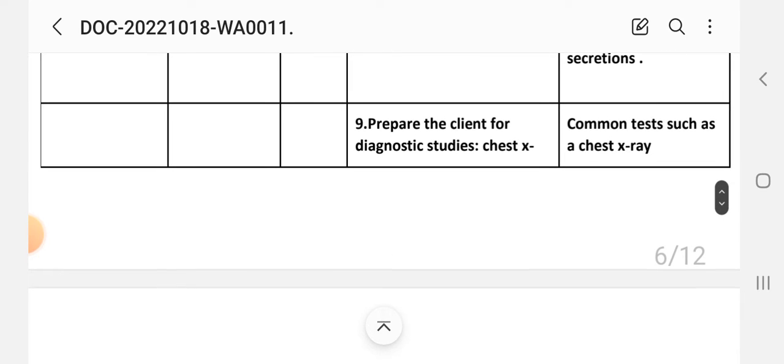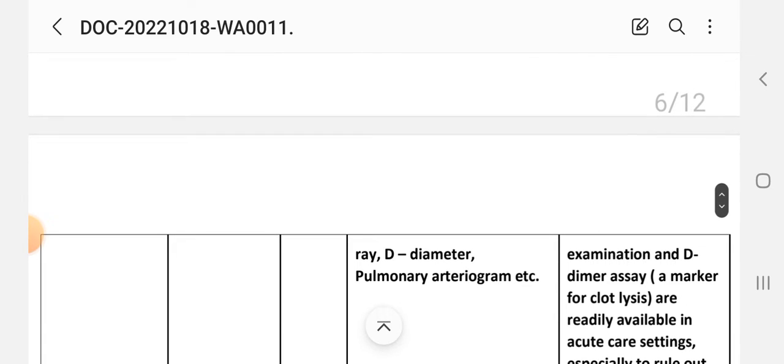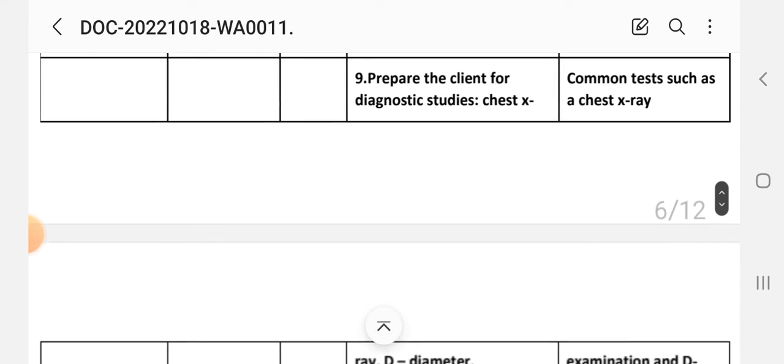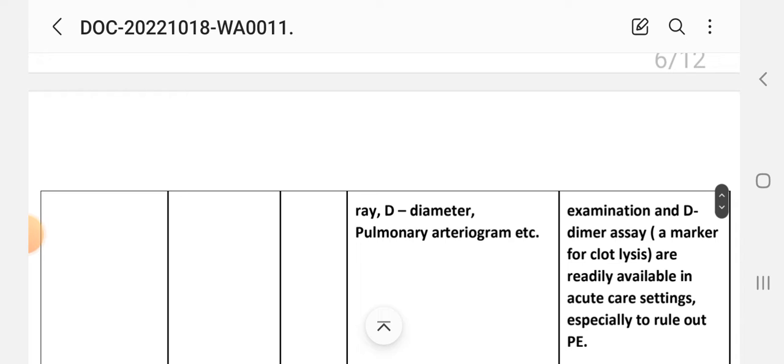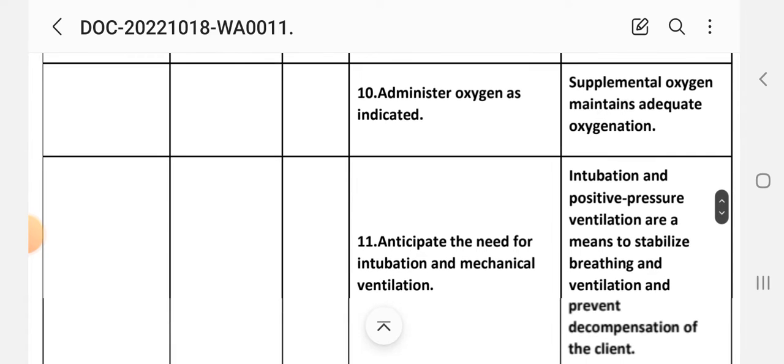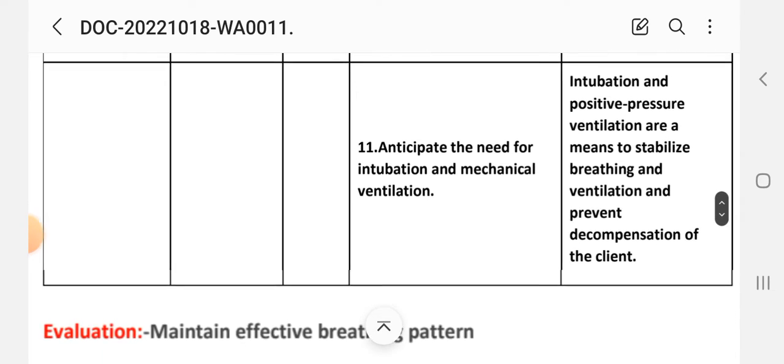Number 9, intervention: prepare the client for diagnostic studies such as chest X-ray, pulmonary arteriogram, etc. Rationale: common tests such as a chest X-ray examination and D-dimer assay, a marker for clot lysis, are readily available in acute care settings, especially to rule out pulmonary embolism. Next, administer oxygen as indicated. Rationale: supplemental oxygen maintains adequate oxygenation.